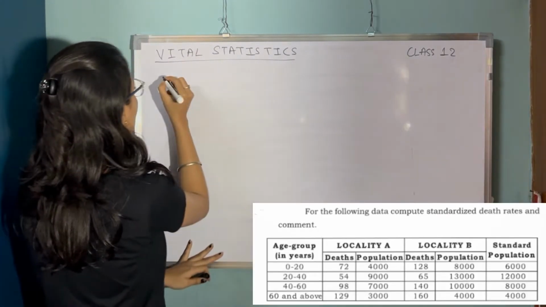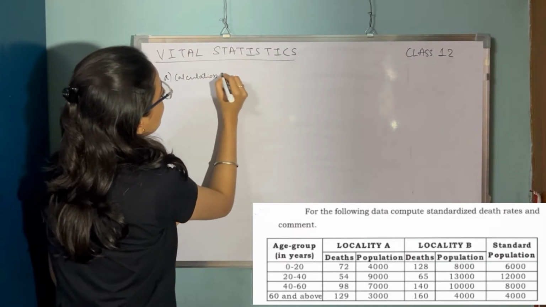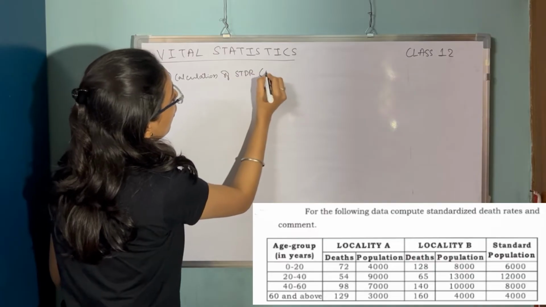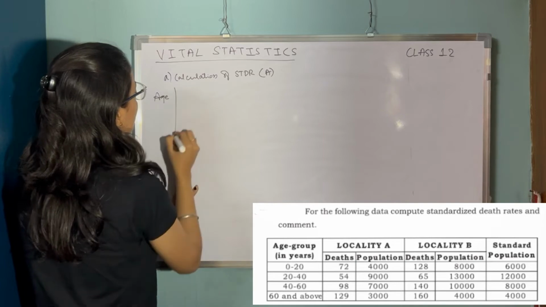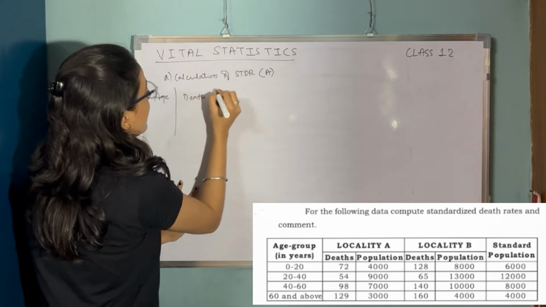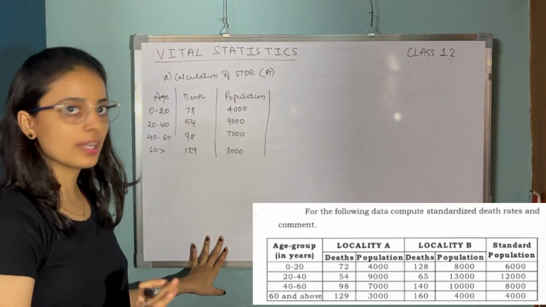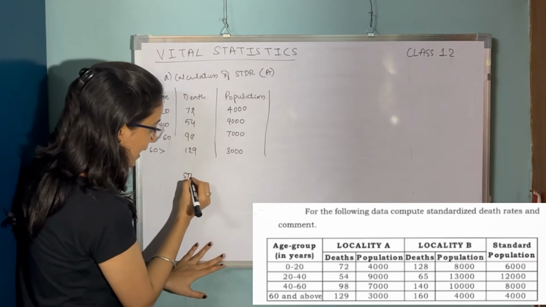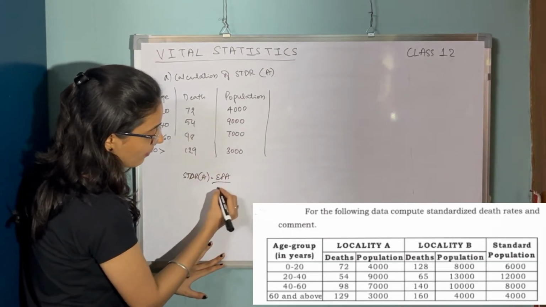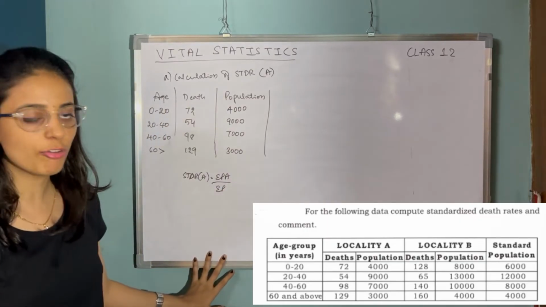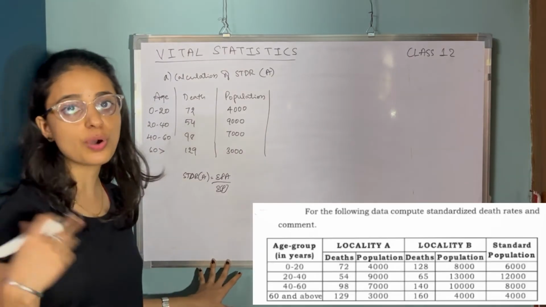So calculation of STDR of town A. Okay, now let's note down the information first, that is age, death and population. So this is the information given. Now we know that STDR of town A is summation PA by summation P. This is the formula for town A. What is P? P stands for standard population, which is already given in the question.